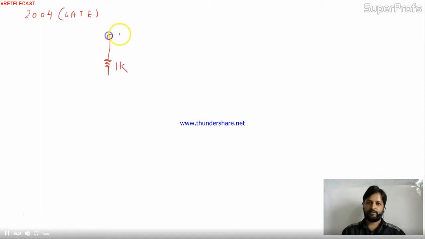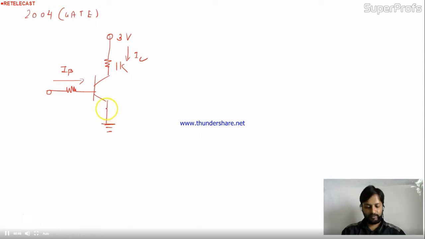1K. Here the voltage is 3 volt. Like this. Here the current is IB. Current is IB, like this given. The current in this is given IC. Perfectly fine. Now the question is, and they have given 4 options also.